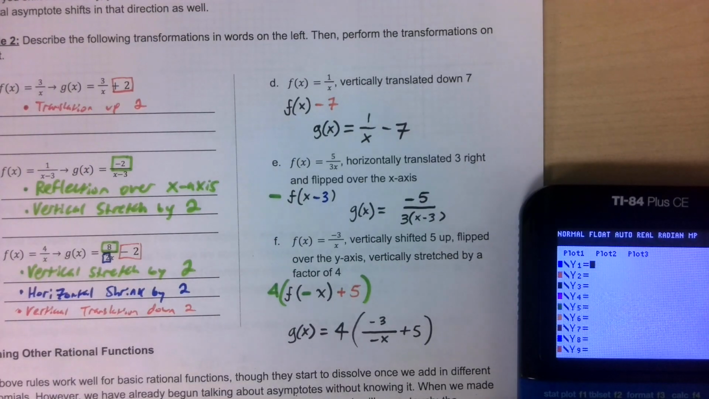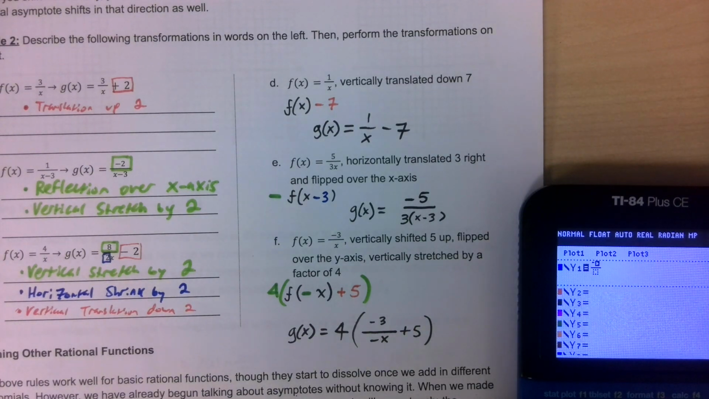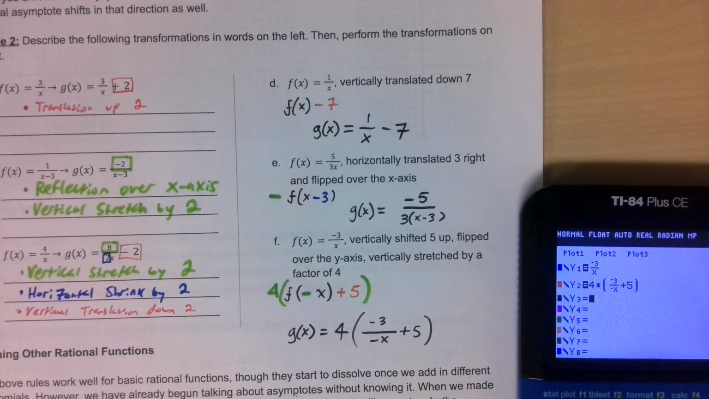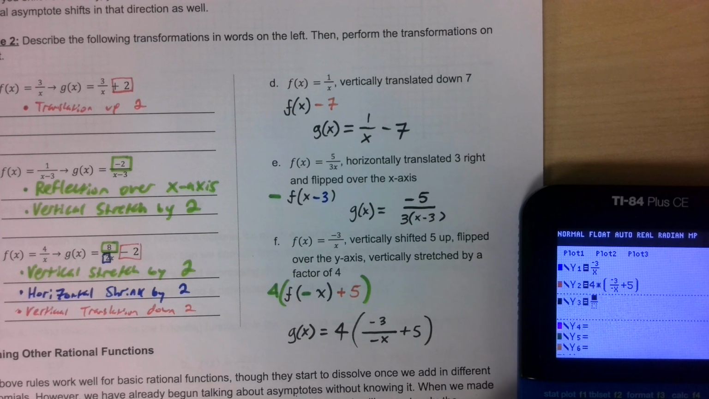And I'll also show you what would happen if you did it in a different order, and how it would be a different answer. So there's our parent function, negative 3 over x. Our new function is going to be 4 times negative 3 over negative x plus 5. In fact, I might even just want to insert the multiplication symbol in here just to be safe, because I know we had a syntax error before. The alternative would be that we would just multiply our top by 4, right? The alternative would be that we write down negative 12 over negative x plus 5.